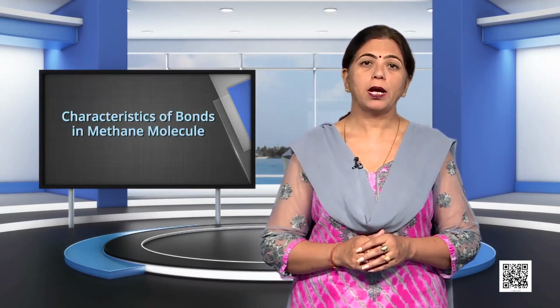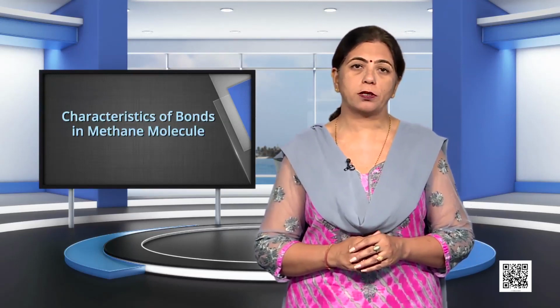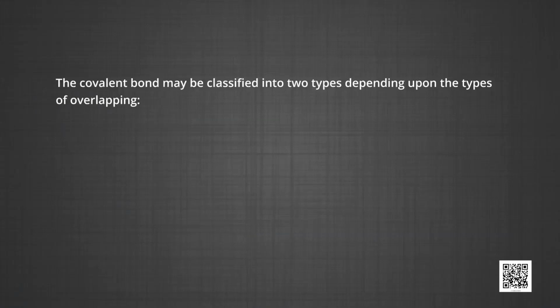Types of overlapping and the nature of the covalent bonds. The covalent bonds may be classified into two types depending upon the types of overlapping. The first one is the sigma bond and the second one is the pi bond. Let us discuss each type of bond. First, the sigma bond. This type of covalent bond is formed by the end-to-end or head-on overlap of the bonding orbitals along the internuclear axis. This is called head-on overlap or axial overlap.